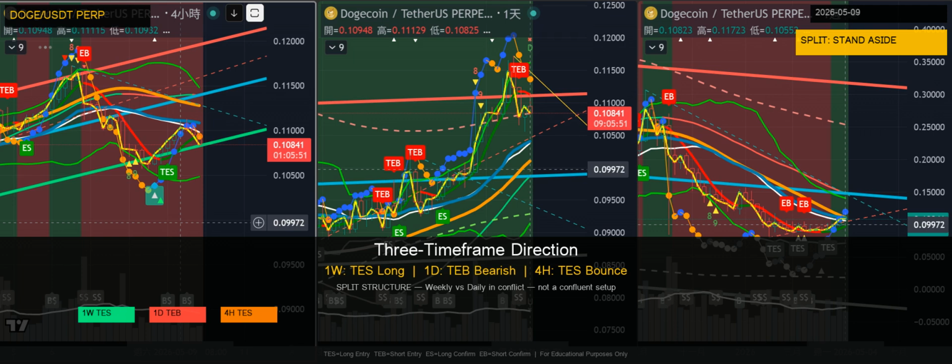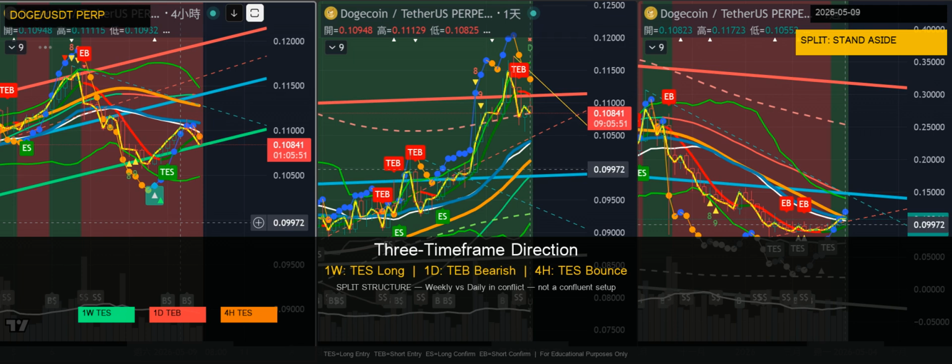After this TS, the price has been bouncing. However, there is no clean ES add-on confirmation yet, meaning the bounce has not been fully confirmed as an extension. 4-hour bias, short-term bullish bounce via TS, but not yet confirmed as a sustained extension.